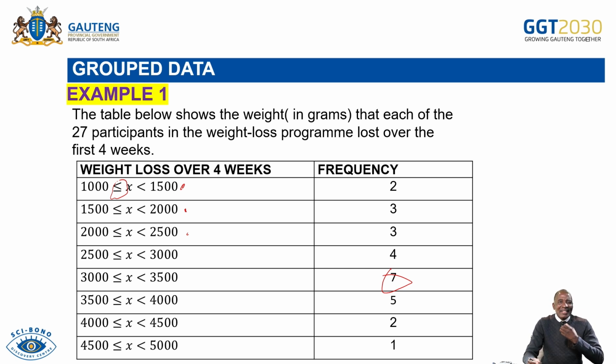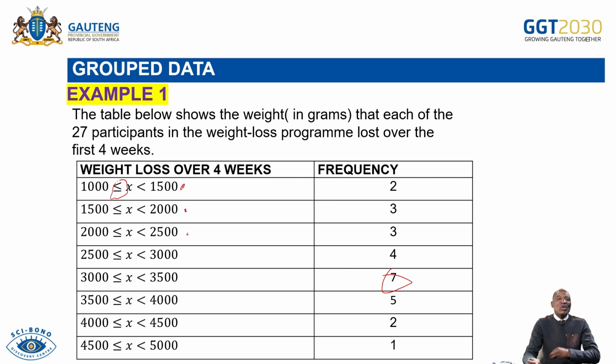So whoever is conducting this research decided to put these people into groups: those who lost so much, and those who lost so much. As you can see, we don't know in the first class how much each of those 2 participants lost. All we know is that between 1,000 and 1,500, there were 2. We don't know whether both of them lost 1,000 grams or one lost 1,000 and the other lost 1,200, but as long as it is less than 1,500. All we know is that there are 2 in that particular class.